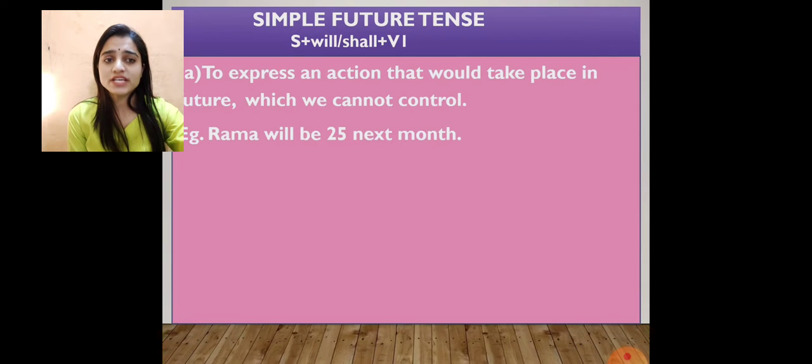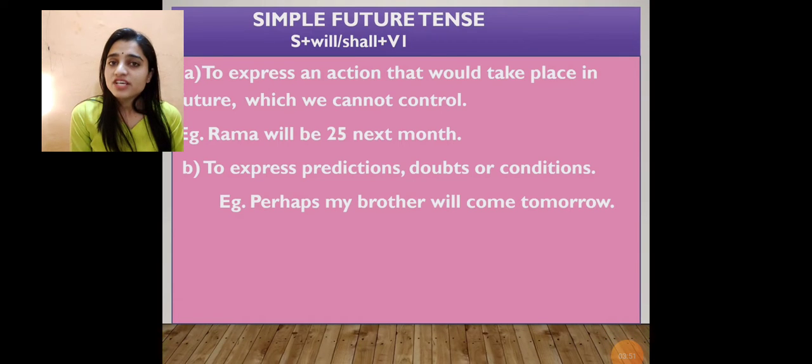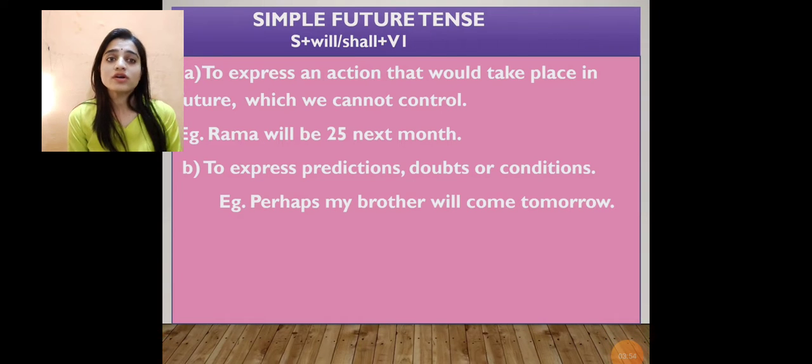Coming to the next usage: to express predictions, doubts, or conditions. Say for example, perhaps my brother will come tomorrow. When you're using the word perhaps, my brother will come tomorrow, this is a prediction you are making. There could be a condition or doubt, meaning you are not 100% sure. There is some percentage of doubt.